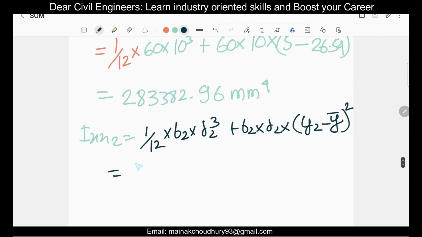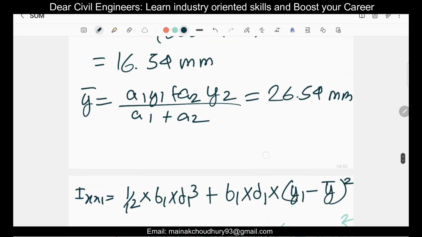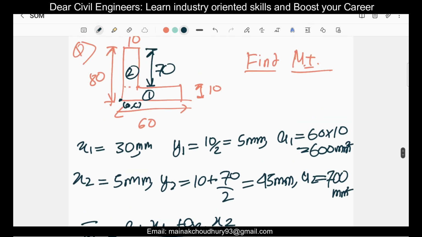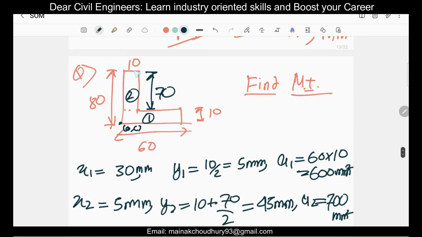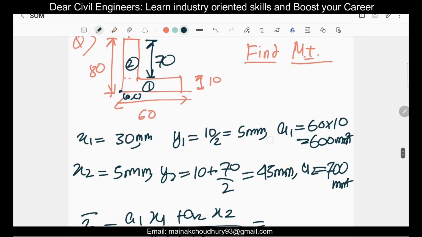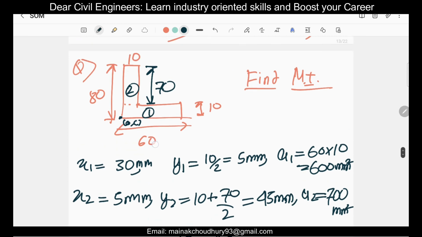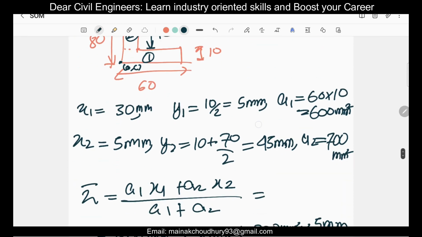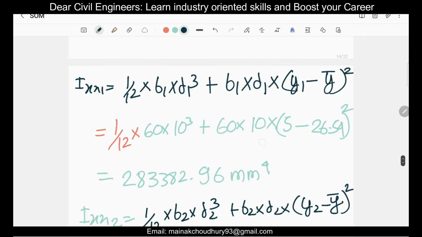Okay, so it will be 1 by 12 into b2. So what is b2? b2 is, you can see in this figure, we have already written here. b2 is 10 here for part 2, and d2 is 70. Okay, 10 into 70, so this is sorted.